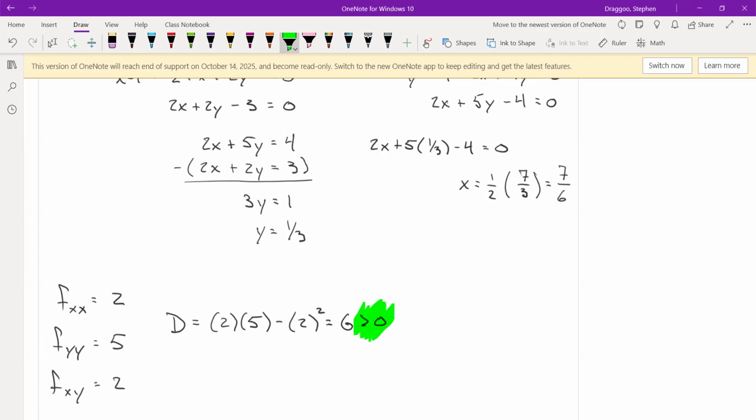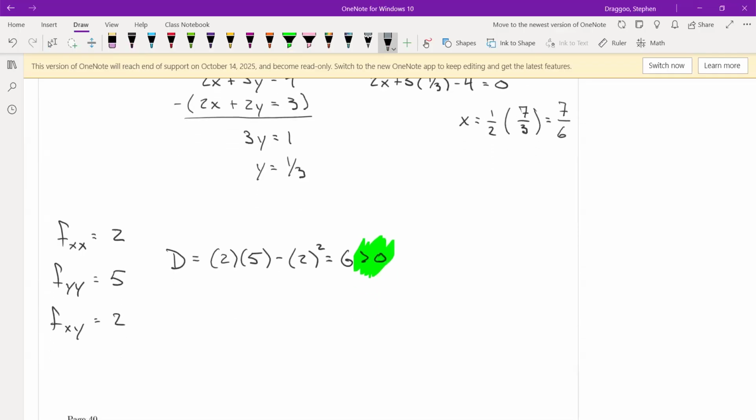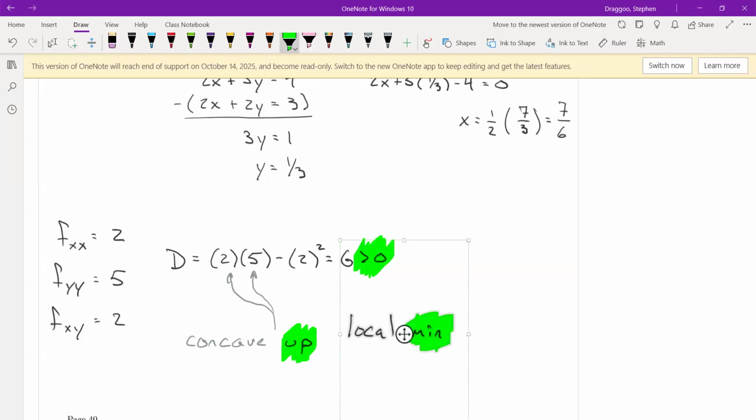So I do have a maximum or a minimum, and if I look at both of my second order straight derivatives, they are concave up. Again, I'm looking at that guy and that guy. Both positive, both concave up, so this thing is a local min. We'll highlight that guy too.